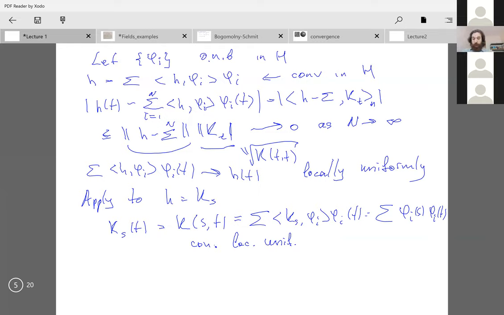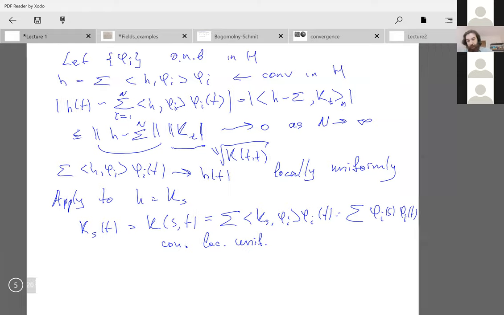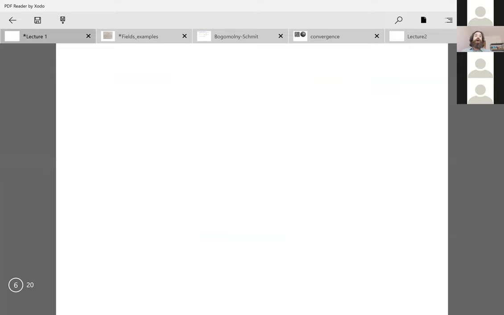Okay. So this is our so far deterministic construction. And now, what about the random side of it? Okay, now recall that F is our process, our Gaussian field.